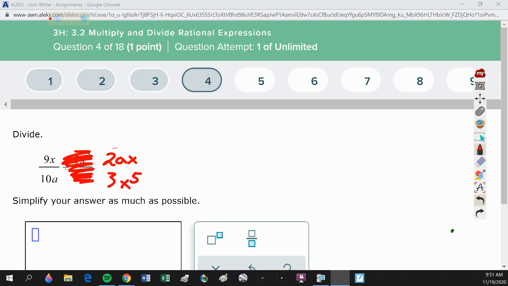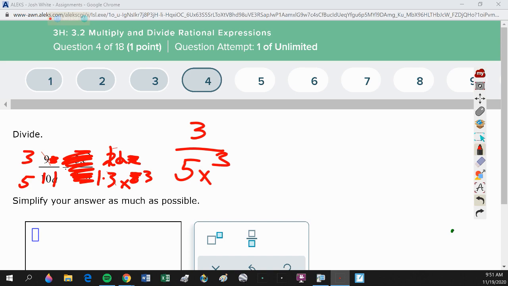Then we start canceling. 9 and 3 both share a 3. So a 3 here and a 1. These two x's will turn this 5 into a 3. A cancels A. And 2 goes into 10 5 times. So on top, I'm left with 3 times 1. And on bottom, I'm left with 5 times 1 times x to the 3rd. Like that.